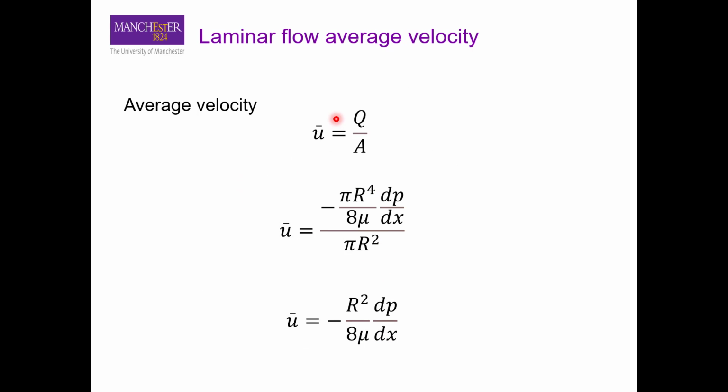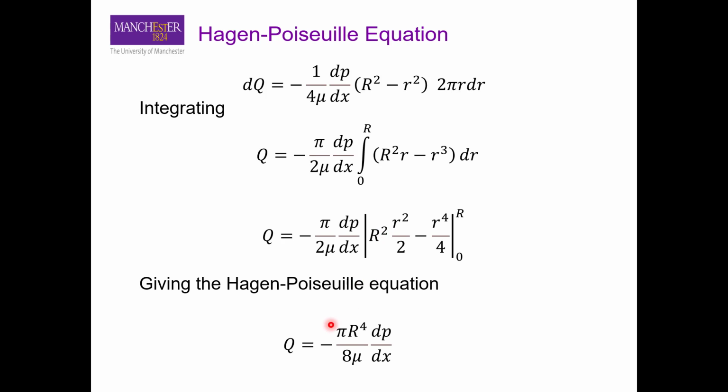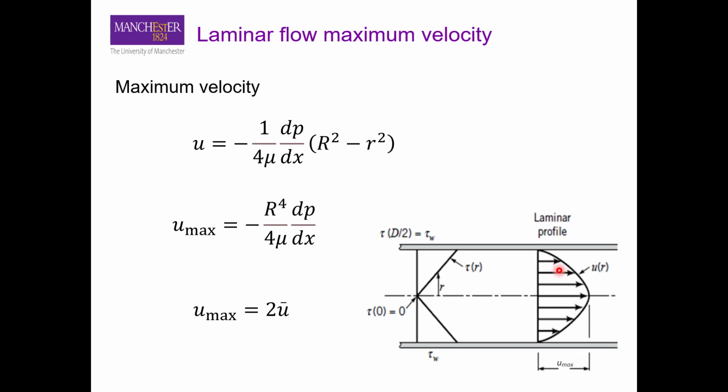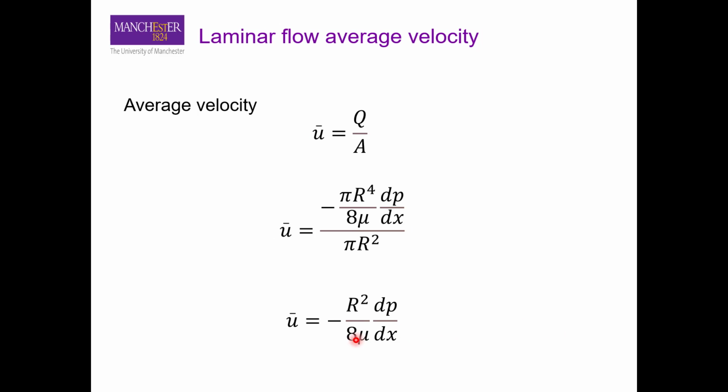So we have the equation for flow rate, so we can now calculate the average velocity. The average velocity should be the total flow rate divided by the total cross-sectional area. From the previous equation, we know the value of Q, and we know the area, which is pi r squared, so we get the expression for average velocity. If the layers are moving at different speeds and you average the velocity of all these elements, you get this term here.